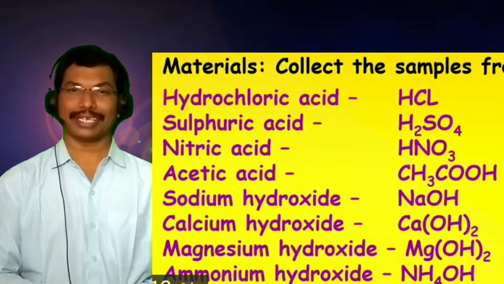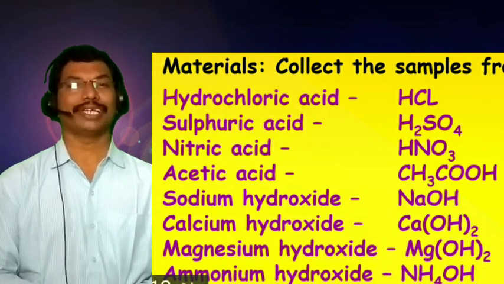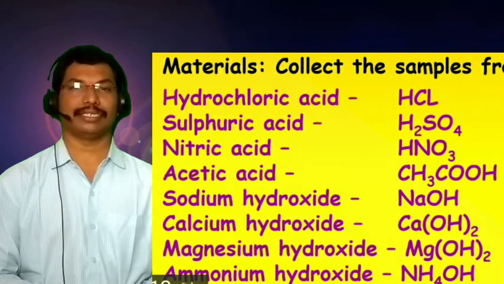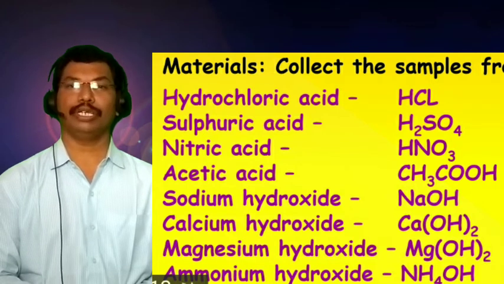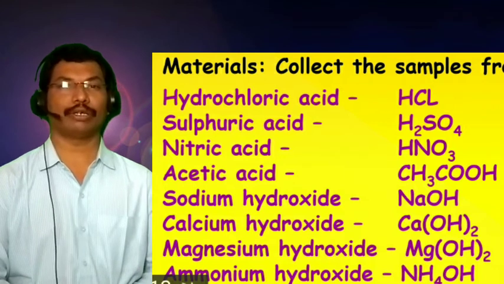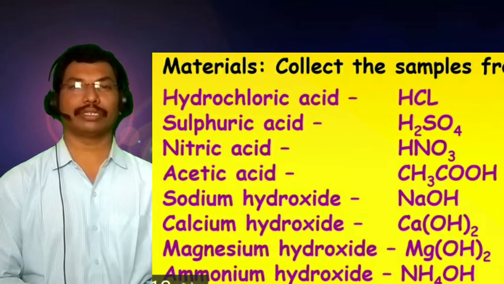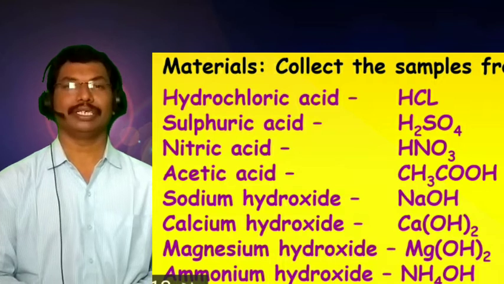And the chemical samples collected are hydrochloric acid, sulfuric acid, nitric acid, acetic acid. We know all are acids. And sodium hydroxide, calcium hydroxide, magnesium hydroxide and ammonium hydroxide. See, all are hydroxides. So from the name we can tell which are acids and which are bases, but we are here to conduct an experiment to know the behavior of these substances with the litmus paper mainly.